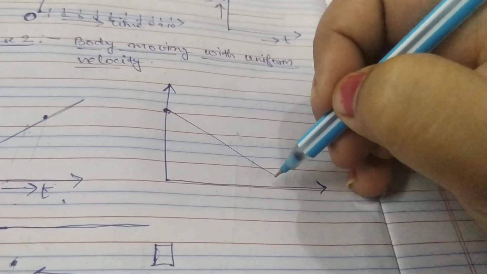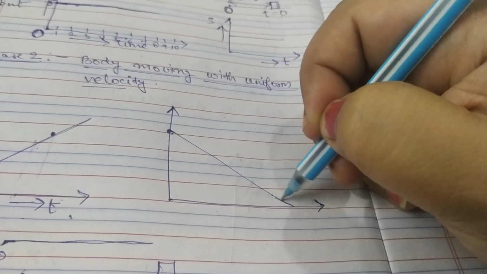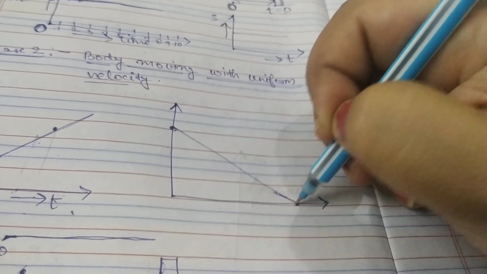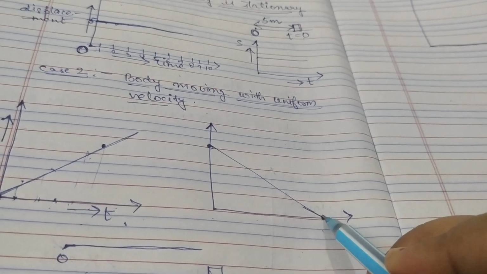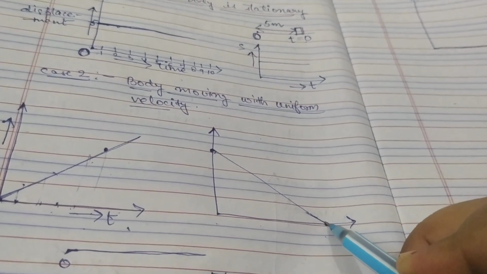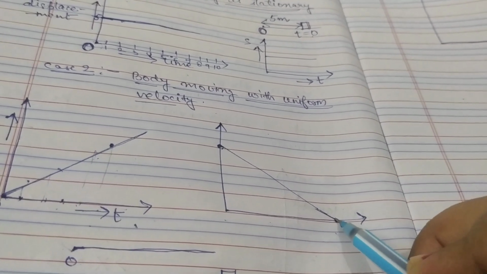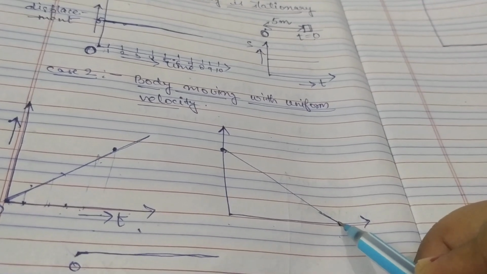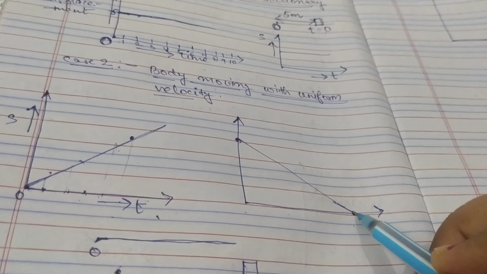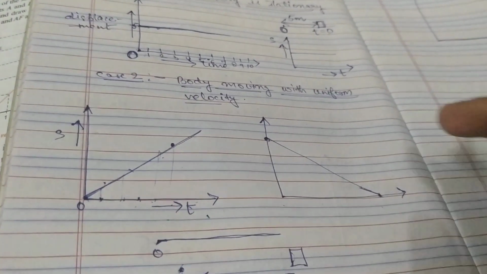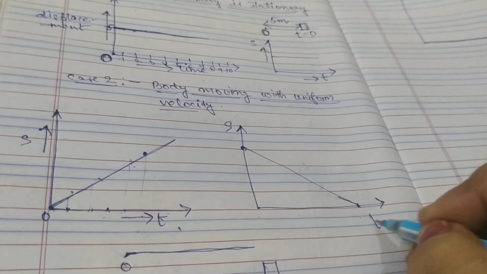Understood? Ultimately, if the body reaches the origin, the displacement will become 0. So at that point of time, the graph will reach this point. What is happening here? Time is this much and displacement, vertical distance. Is there any vertical distance? No. That means the body has reached the point of origin. Understood? I hope it is clear. And you have to draw, say this is S and this is T.